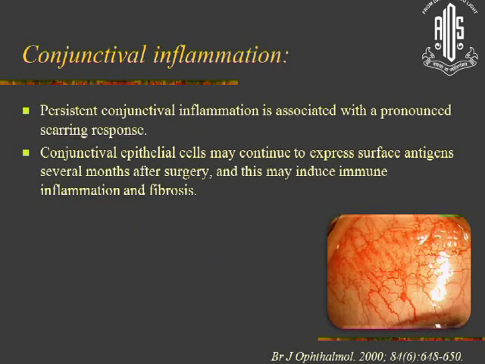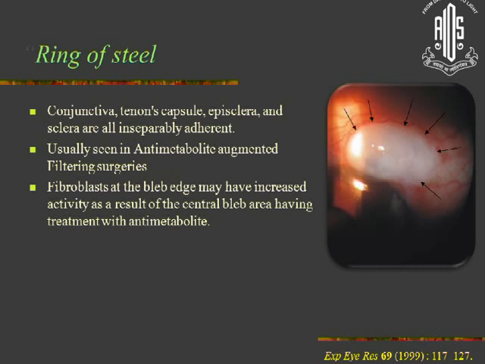Similarly, conjunctival inflammation can also influence in a negative way the post-operative outcome, because the epithelial cells continue to express surface antigens even after surgery. We can get a ring of steel formation, usually seen in anti-metabolite augmented filtering surgeries, because the fibroblasts at the bleb edge may have increased activity as a result of the central bleb area having treatment with the anti-metabolite.